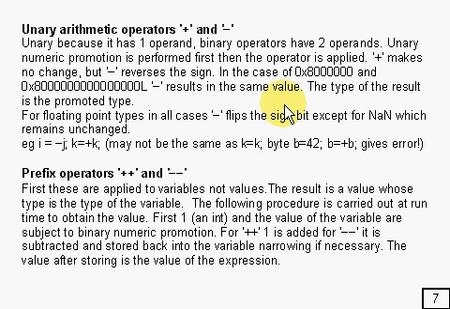Now, the type of the result is the promoted type. So whatever you've had to promote it to through numeric promotion, that's the type of the result, and the value is obviously negated in that case and unchanged in that case. For floating point types, you just flip the sign, except for not a number, which of course is unchanged. That's fairly obvious if you looked at my other lecture.